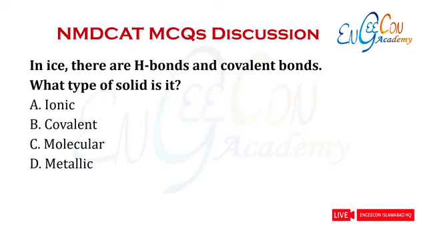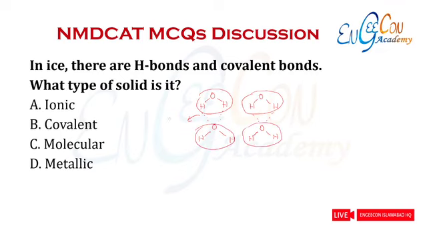In ice there are hydrogen bonds and covalent bonds. What type of solid is it? Now if we compare ice, the covalent bonds are present within the molecule, but the intermolecular attractive forces between the molecules of ice are majorly hydrogen bonds between oxygen of one water molecule and hydrogens of other water molecules, which make it a solid. Now these IM forces are basically hydrogen bonds, and these molecules exist as independent molecules in solid form. So this is a type of molecular solid.